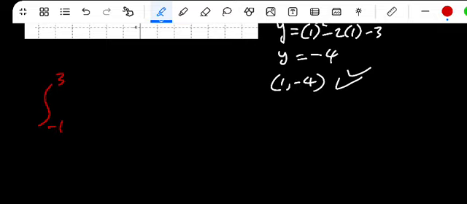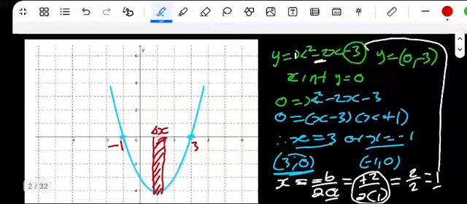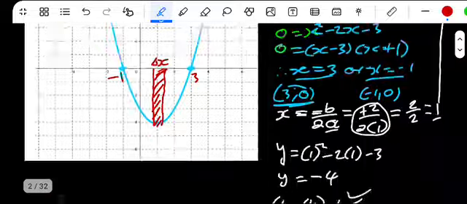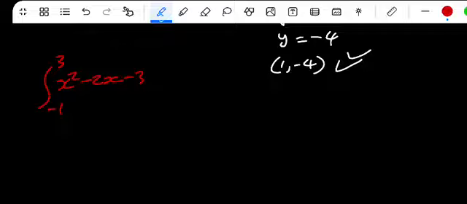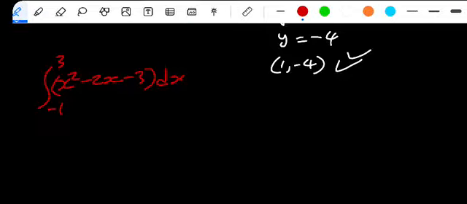This is a graph of what? Remember, we've been given that y is x squared minus 2x minus 3. You put that here, x squared minus 2x minus 3. So we have to integrate this. Then you can put your dx. So yes, let us integrate this and find the area.